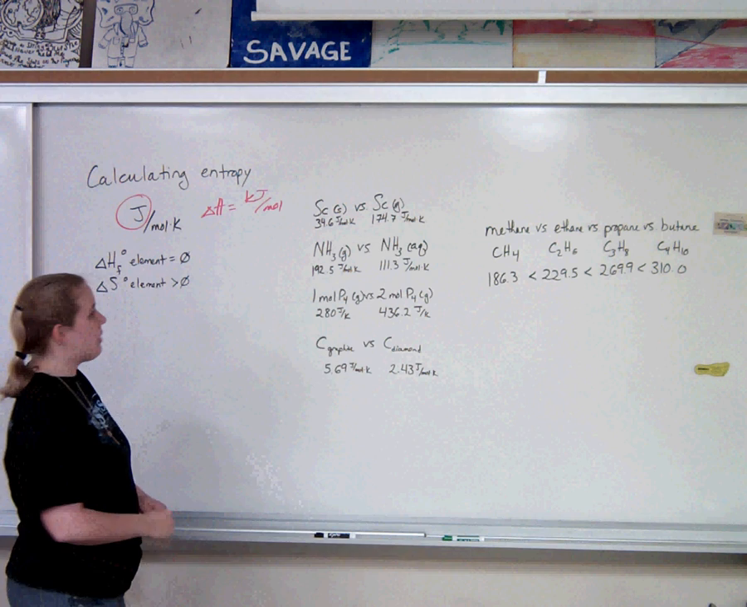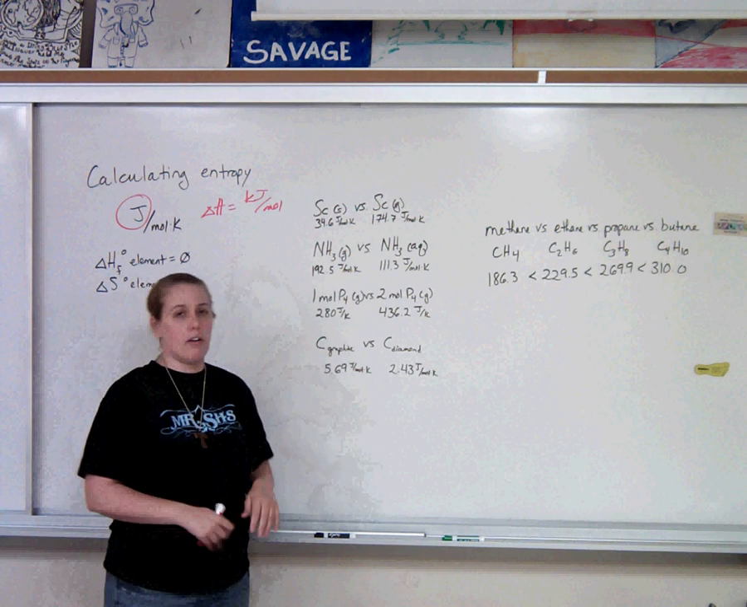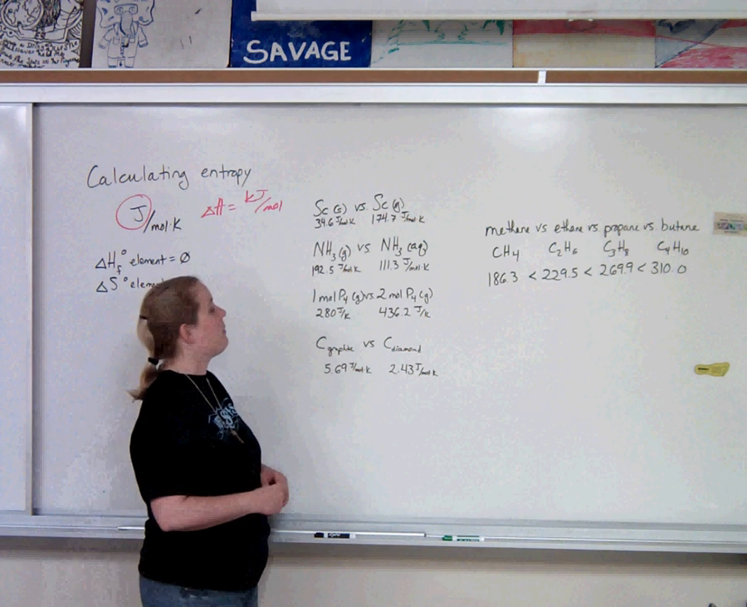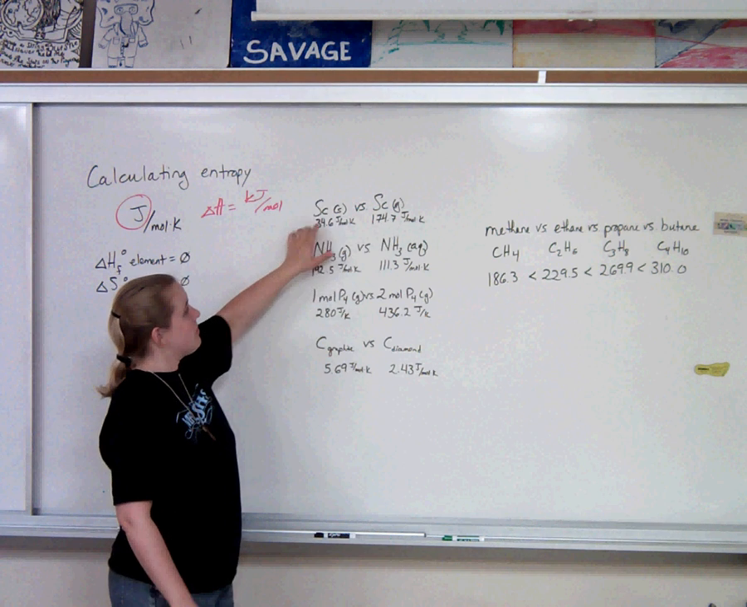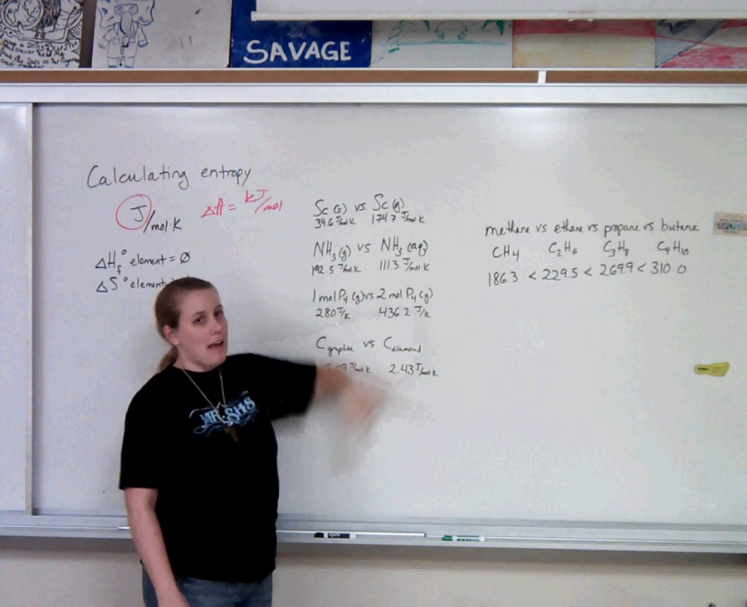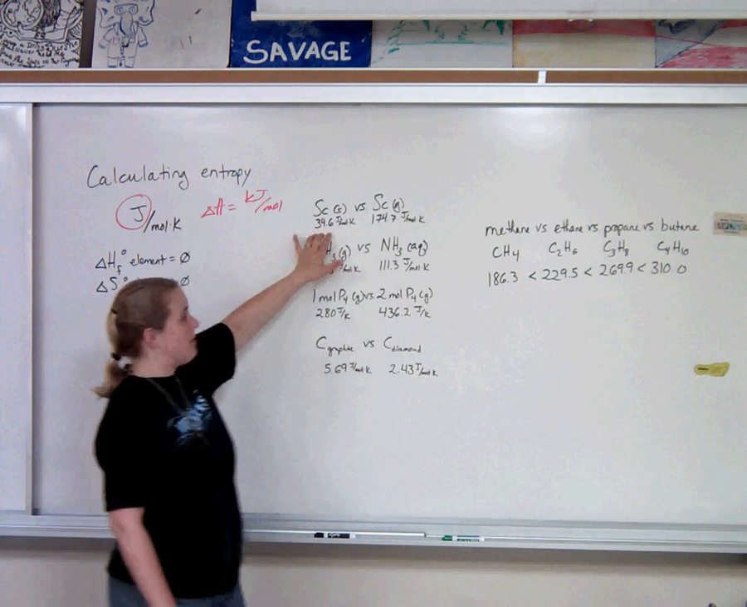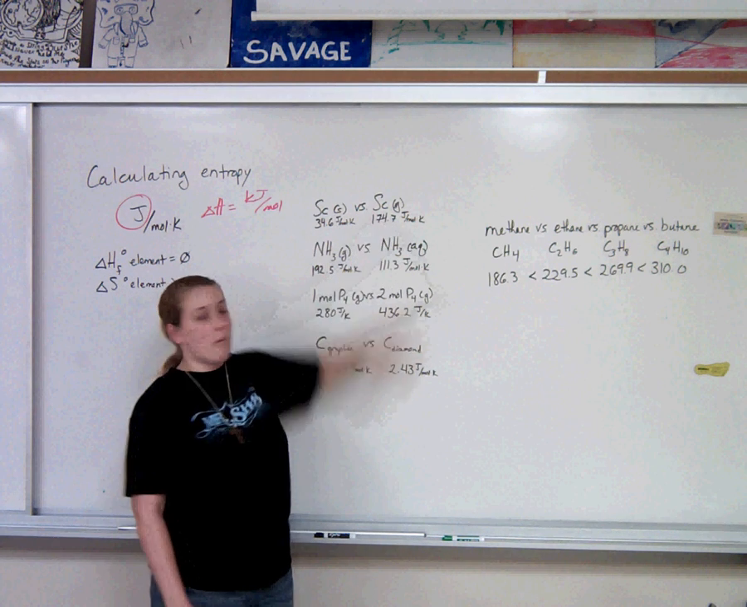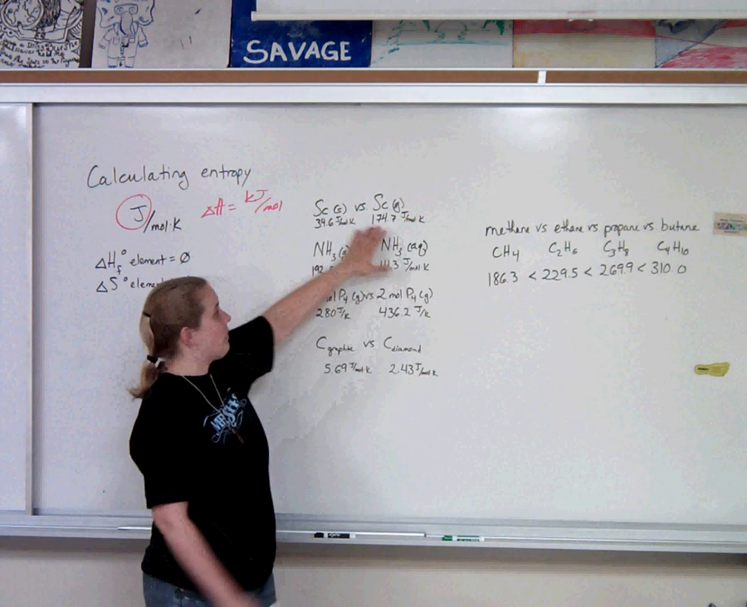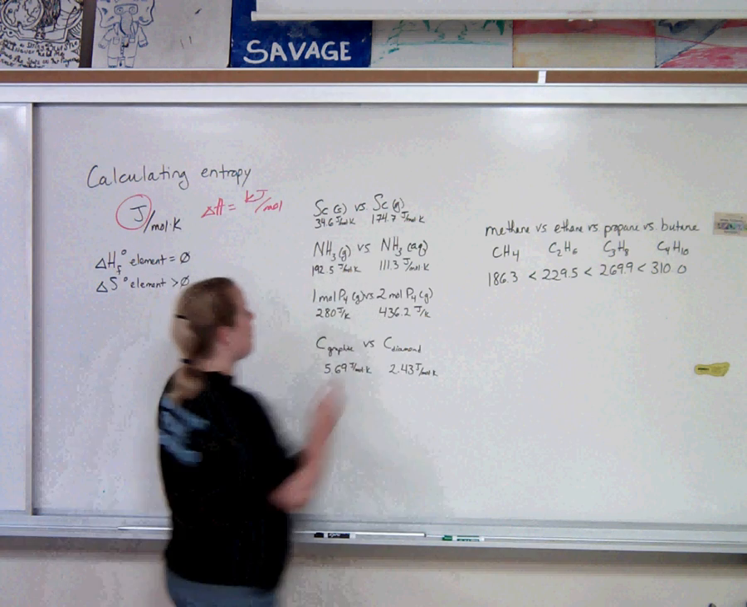All right, so let's compare some numbers for a couple of things on our appendix C. So if we look at scandium solid versus scandium gas, you'll see that scandium solid is 34.6, scandium gas 174.7. Why is this one greater than this one? Well, gases are more chaotic.